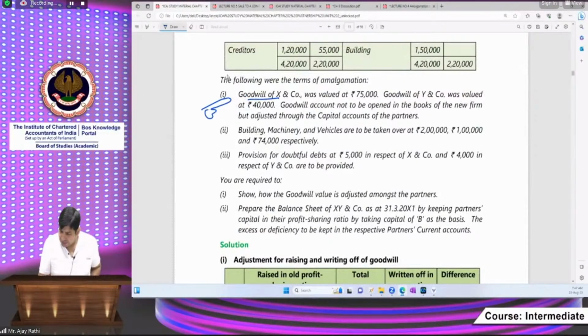Goodwill should not appear in the books. Same case. Why waste your time? These are the revaluation. Show the goodwill value adjusted. How has that been adjusted? That is what they are asking for, the adjustment. Prepare the balance sheet of the new partnership firm.